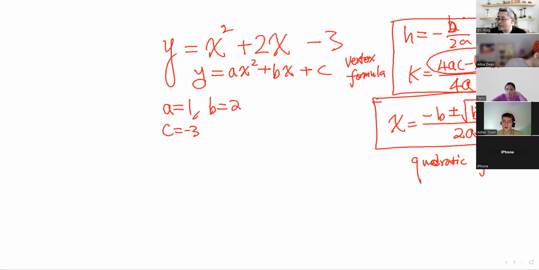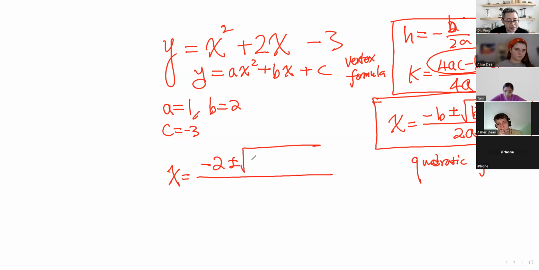Okay, how to solve it? Yeah, I'm not entirely sure how to solve for X. I'm gonna be honest. How to solve for X? Yeah, just plug in the numbers. You can see that it's minus B. B is 2, then plus minus the square root of B squared. So you got -2 plus minus the square root of 2 squared minus 4ac. We know a is 1, but c is -3, over 2 times 1.